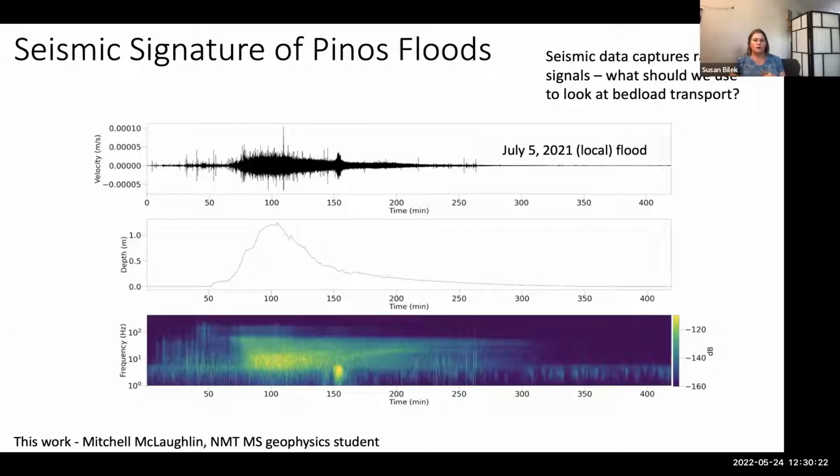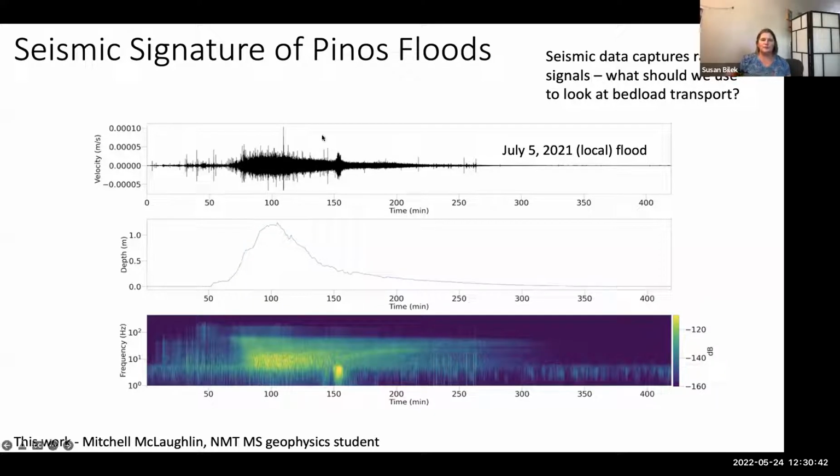Okay, so now we have some of the key site parameters. We can move on to pull out the seismic noise that's related to the bedload transport. And I'll note that a lot of this work coming up is that of my master's student, Mitchell McLaughlin. So a lot of the figures are his. Just want to acknowledge that.